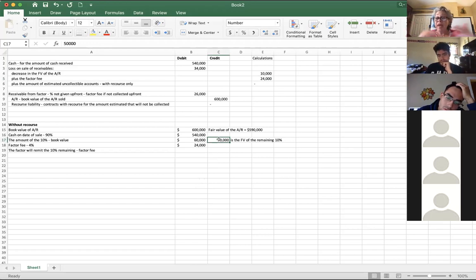So how they're getting paid for their factor fee is instead of the company remitting a check to them, instead of the company sending a check to them for 24,000, they just keep 24,000 out of the 10% that they owe me. So instead of sending me 50,000, they're going to send me 26,000 because they're keeping their factor fee instead of me sending a check for the factor fee.